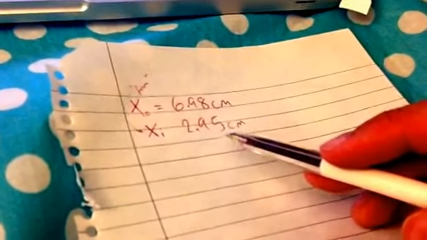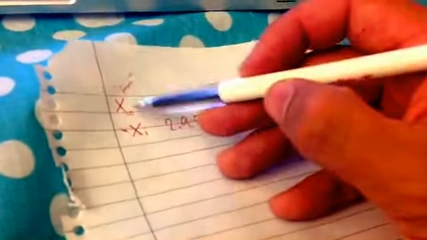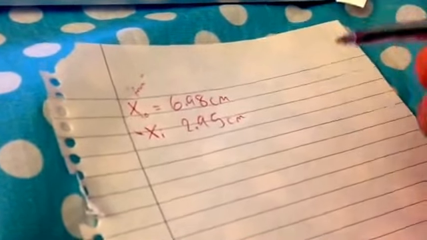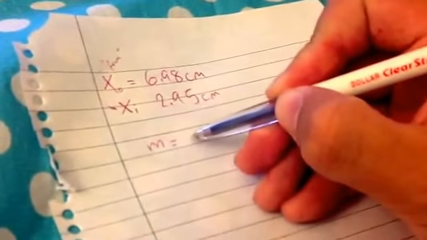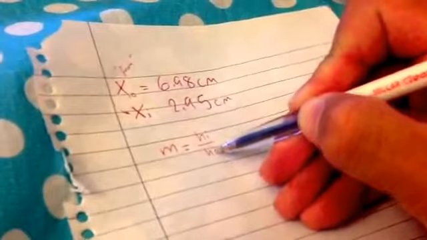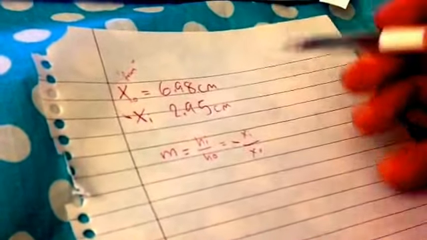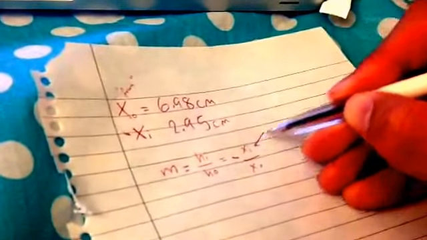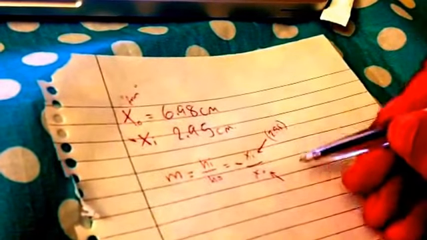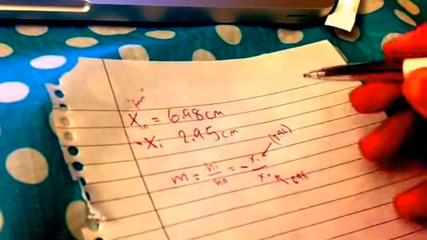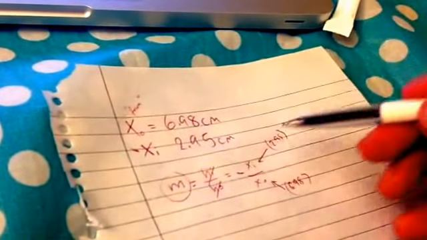Right, what are we trying to find? The type of lens. So what can I find with XO and XI that will help me determine the type of lens? I could find the magnification. M equals HI over HO, which equals minus XI over XO. So I'm given XI, 2.95, and XO, 6.98. I'm not given HI, I'm not given HO, so I can find M.